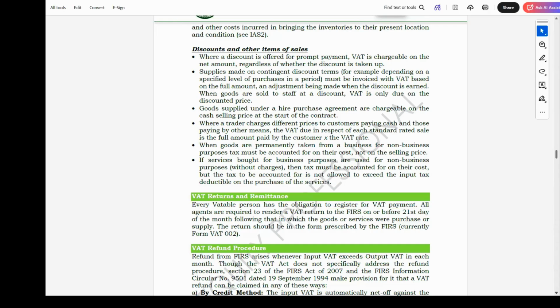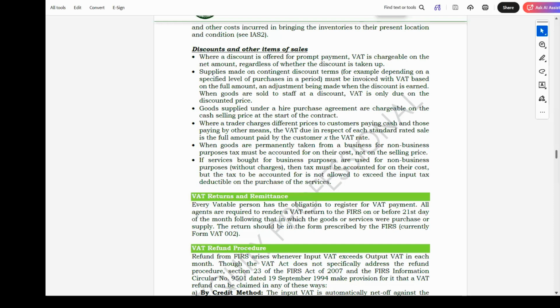You may be given a very voluminous question, with information relating to 20 items, but the items that will be relevant here may not be more than 2 or 3. So let us take note of that. That is what applies in the case of value added tax. Then we also have VAT return and remittance.